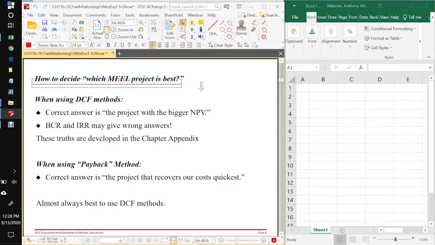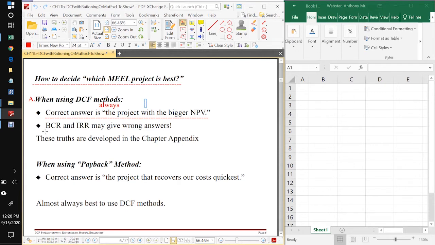If we have a couple of mutually exclusive equal length projects, we want to know which one is best. And it turns out there are two answers. The first answer, and really the most important answer, happens when we use our DCF methods. And in this case, the correct answer is always the project with the bigger NPV. Okay, this is always the correct answer when we're using DCF method analysis.